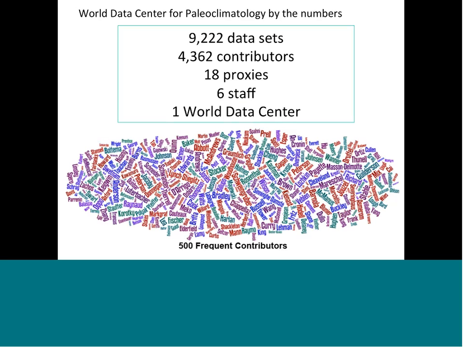Okay, so let's look at the World Data Center for Paleoclimatology by the numbers. There are 9,222 different data sets as of yesterday. These have been contributed by 4,362 contributors working at institutions around the world. The paleoclimate community tends to organize or be discipline specific. We call these disciplines proxies. For example, many of the journals are discipline specific, such as the Journal of Paleogeography, and we recognize 18 different proxy types. The World Data Center is maintained by a staff of 6 people who operate one World Data Center for NOAA.